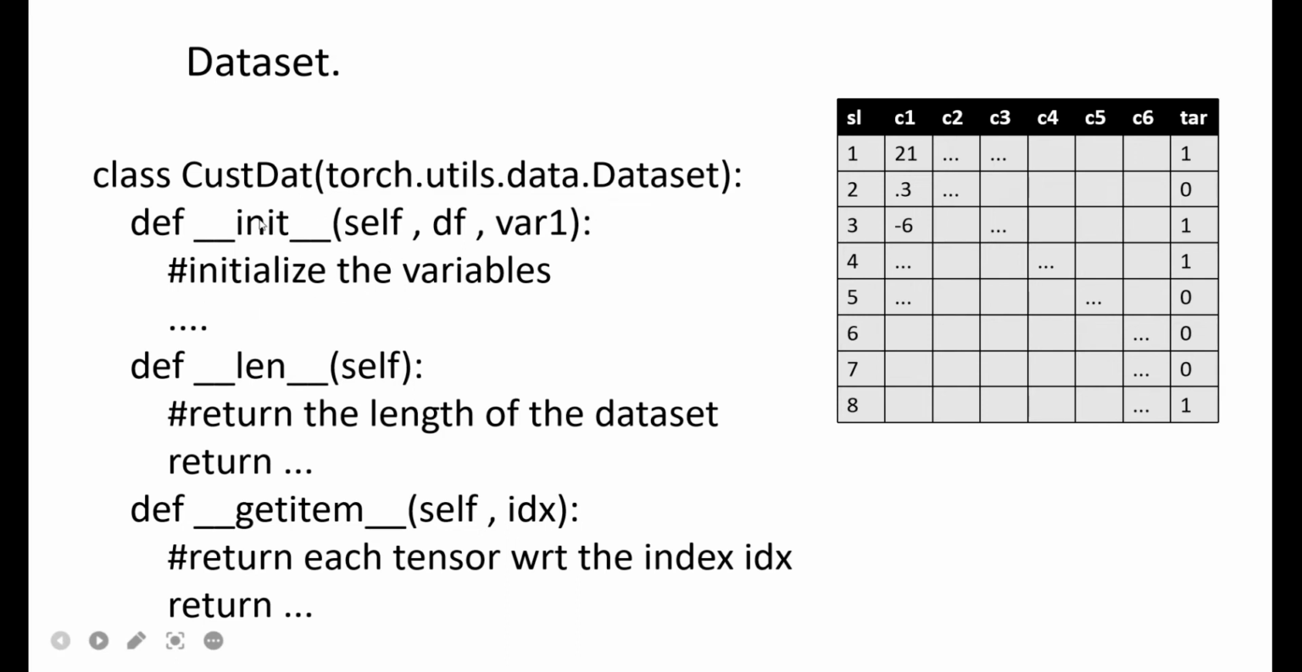So basically, I'll repeat it. This one is for initialization of the class. This one will give you the number of rows in the data frame, and getitem will take each and every row and convert it into a format so that you can feed it into the model. So I hope you understand. Let's go back to the code.